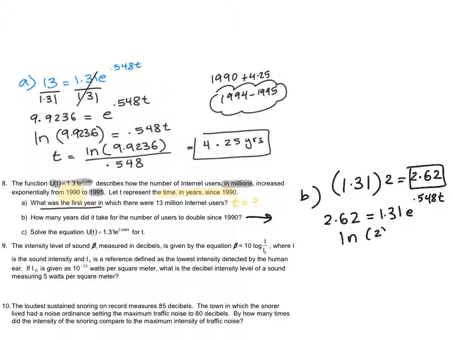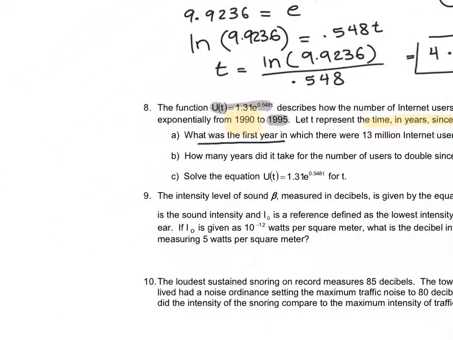So the argument is going to be 2, because when you divide 2.62 by 1.31, you will get 2. And then you change it to log, which is ln, since the base is e. So ln of 2 is equal to the exponent. And to find t, you simply divide ln 2 by 0.548. And that will give you 1.26 years. And that would be the solution for part B, because they're just asking for the number of years.